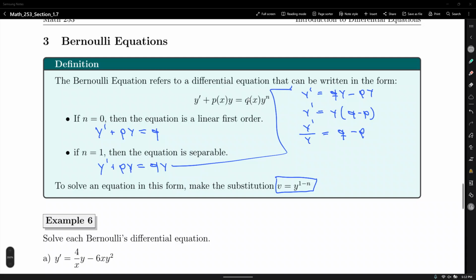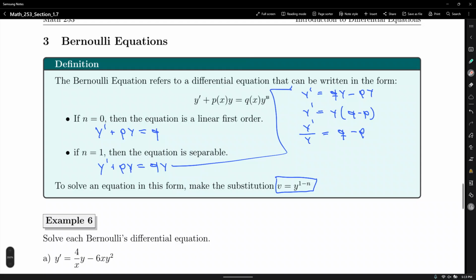So for Bernoulli's equations, a Bernoulli equation is an equation of the form y prime plus some function of x multiplying the dependent variable y equals some function of x, very similar to that of the linear equation. However, it's multiplied by y to the n power, which is what makes it a non-linear differential equation. We discussed a couple of different cases.